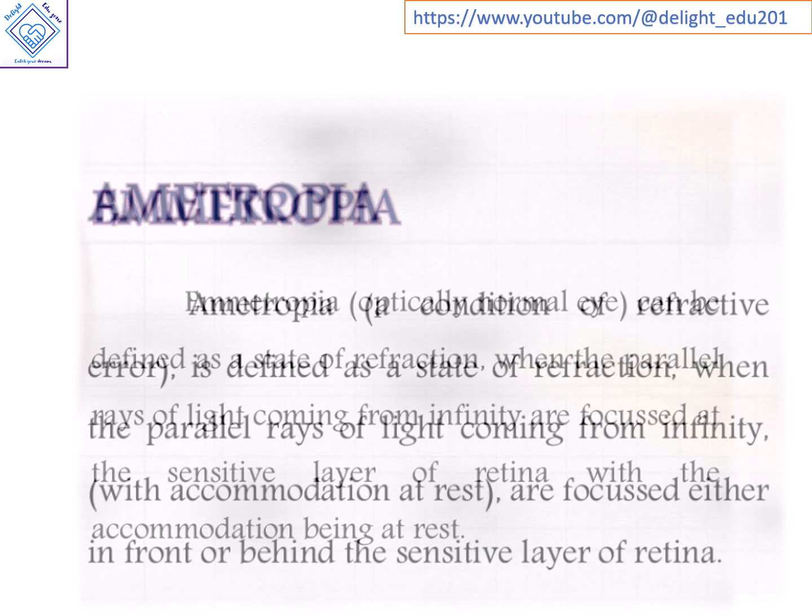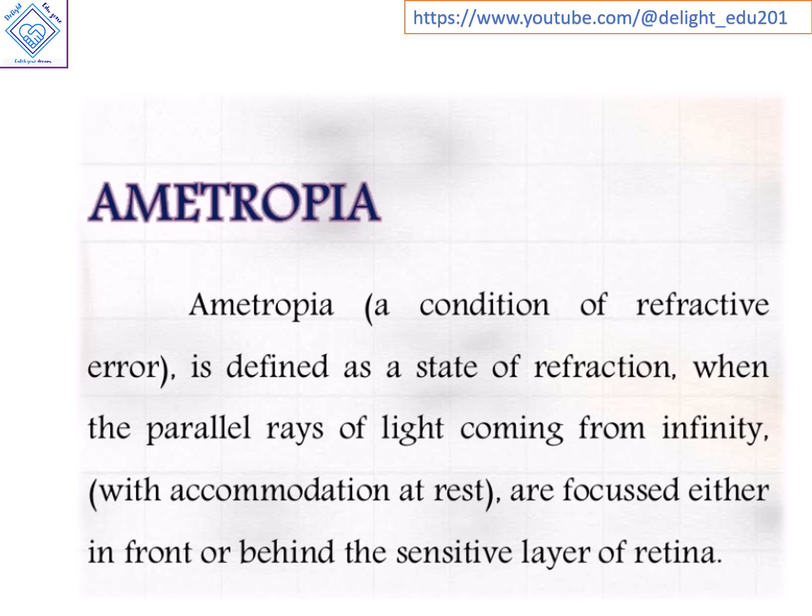Another terminology is ametropia. It is a condition of refractive error. It is defined as a state of refraction when parallel rays of light coming from infinity are focused either in front of or behind the sensitive layer of the retina. That is a situation where visual disturbance occurs. That is what we call a refractive error. When the light coming from infinity falls in front of or behind the retina, that stage is ametropia, a refractive error.